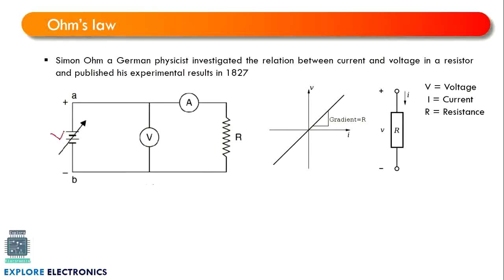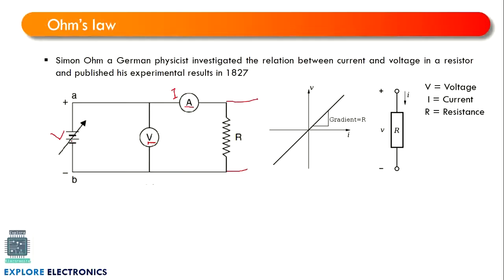This is the supply voltage we have given. Let me call it V. The arrow mark here indicates this is variable. We can increase or decrease the voltage. And here is the resistor, or the resistance of a conductor, we can say. To measure the current flowing through this, we have an ammeter here. The ammeter is going to measure the current, we call it I. And the voltage across the resistor will be measured by a voltmeter. So we have connected the voltmeter across this resistor, that is V.